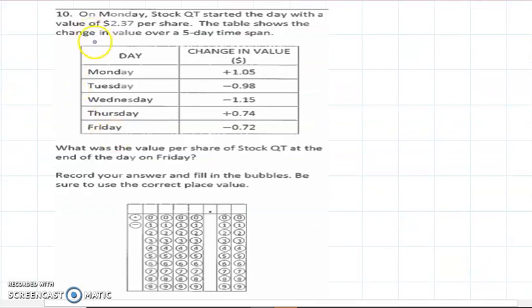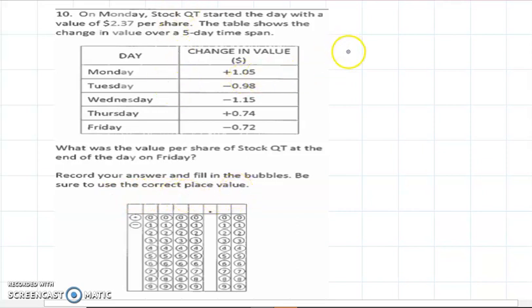Number 10. On Monday, stock QT started the day with a value of $2.37 per share. The table shows the change in value over a 5-day time span. Monday, Tuesday, Wednesday, Thursday, Friday. The change in value tells you that Monday it went up $1.05. Tuesday it went down 98 cents. Wednesday it went down $1.15. Thursday it went up 74 cents, and Friday it went down 72 cents. The question is, what was the value per share of stock QT at the end of the day on Friday? Record your answer and fill in the bubbles. Be sure to use the correct place value.